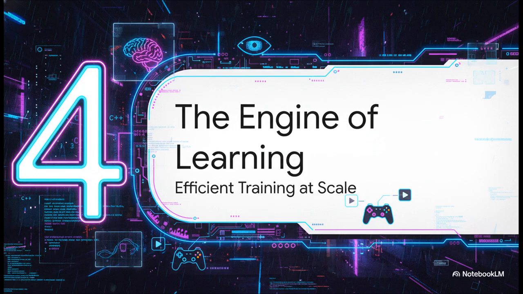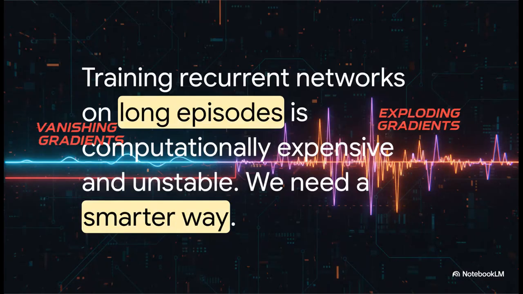Now, how do we actually train these complex recurrent models efficiently, especially when we're dealing with long gameplay sequences? Let's look at the engine of learning. Well, if you have an agent that plays for thousands of steps, trying to backpropagate an error signal all the way back to the very beginning is pretty much computationally impossible. The gradients just vanish or explode, and the memory you'd need is just enormous.